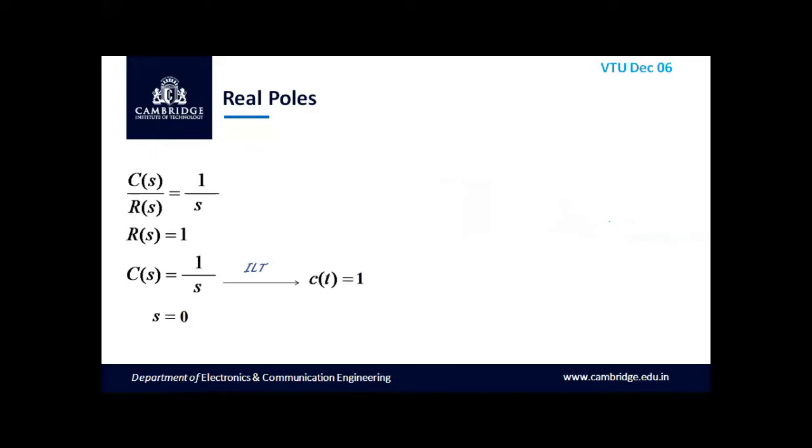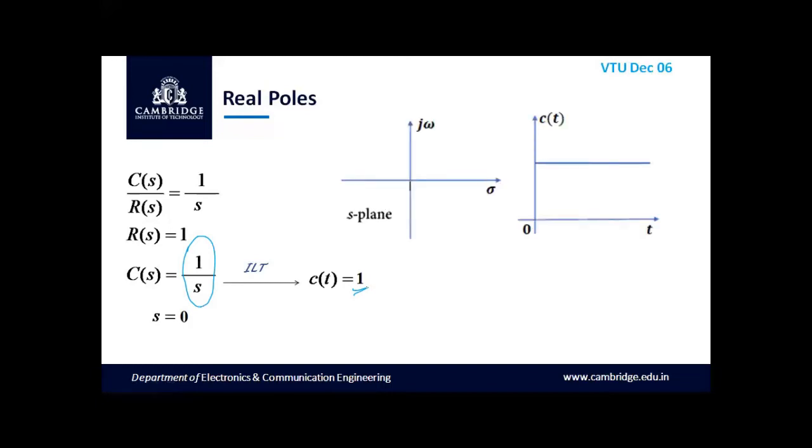Let me take another example in which C of S by R of S is equal to 1 by S with the same impulse input, hence R of S is equal to 1. Substituting for R of S, we have obtained C of S is equal to 1 by S. So equating the denominator equal to 0, we have obtained S is equal to 0, which means we have one pole at the origin. And if you take the inverse Laplace transform of C of S is equal to 1 by S, we can obtain C of t, and the inverse Laplace transform of 1 by S is 1 in this case. So let us look into the location of the pole in the S-plane and its response.